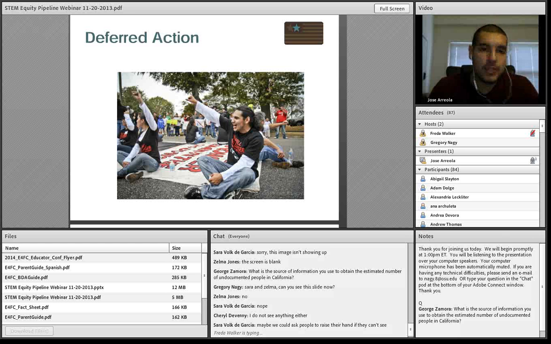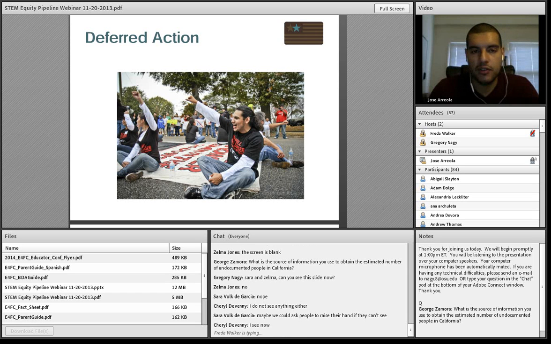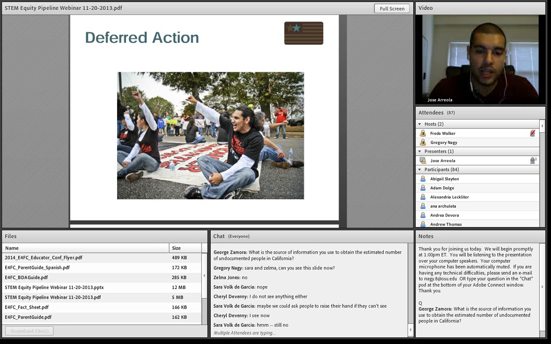The biggest, probably most important program pertaining to undocumented young folks is Deferred Action. So Deferred Action for Childhood Arrivals, which is a policy, it's not a law and it's not an executive order, it's a policy through the Department of Homeland Security that was announced June 15th, 2012, so last summer.